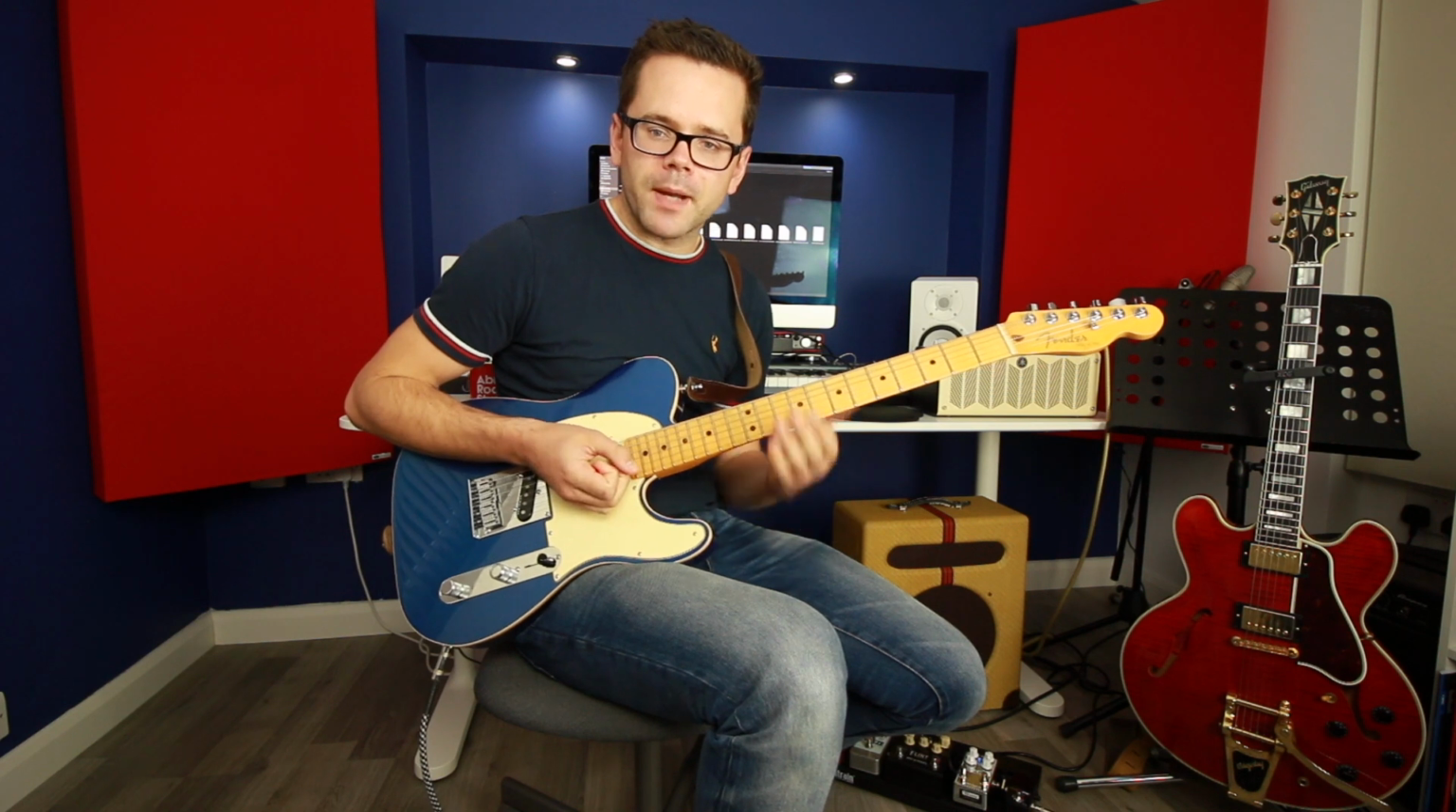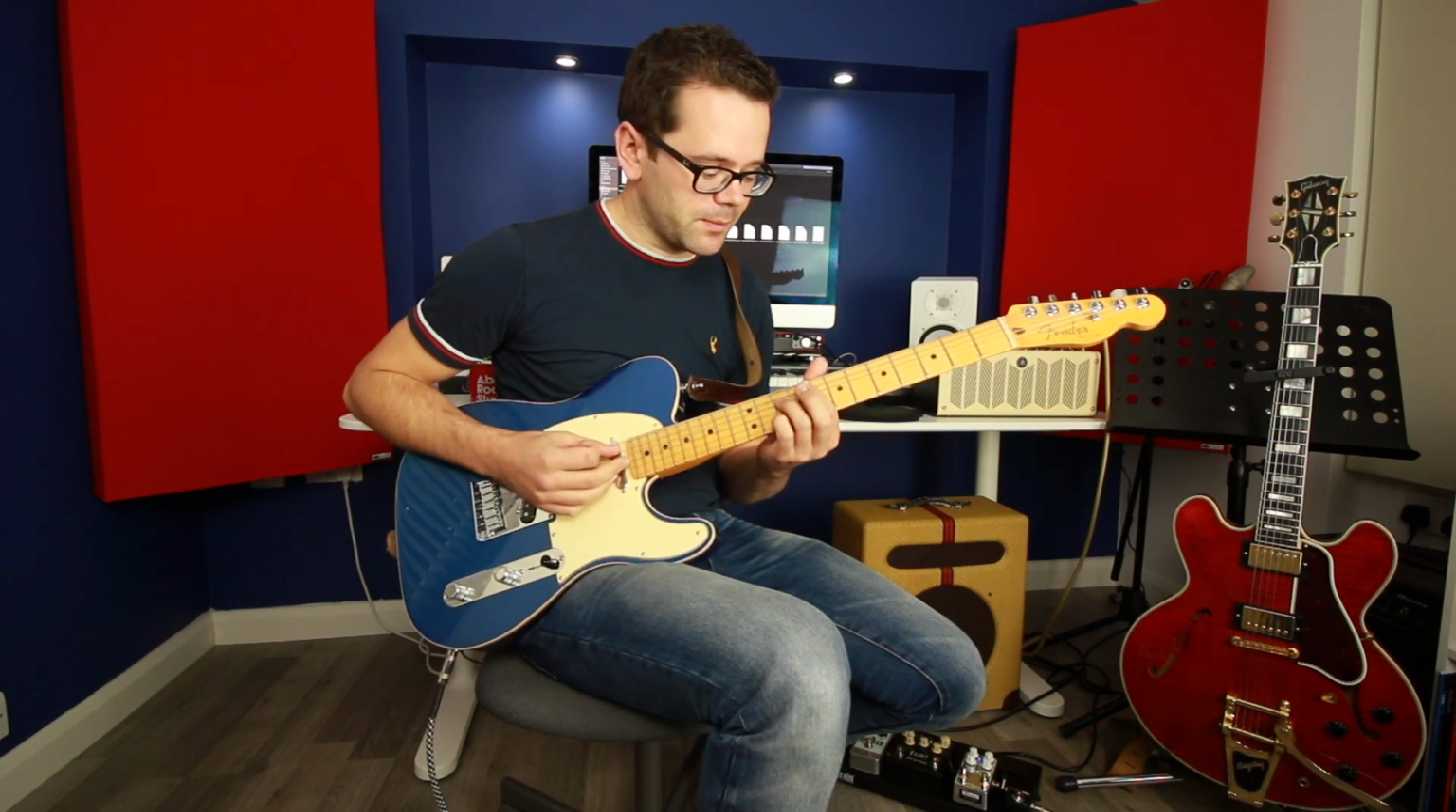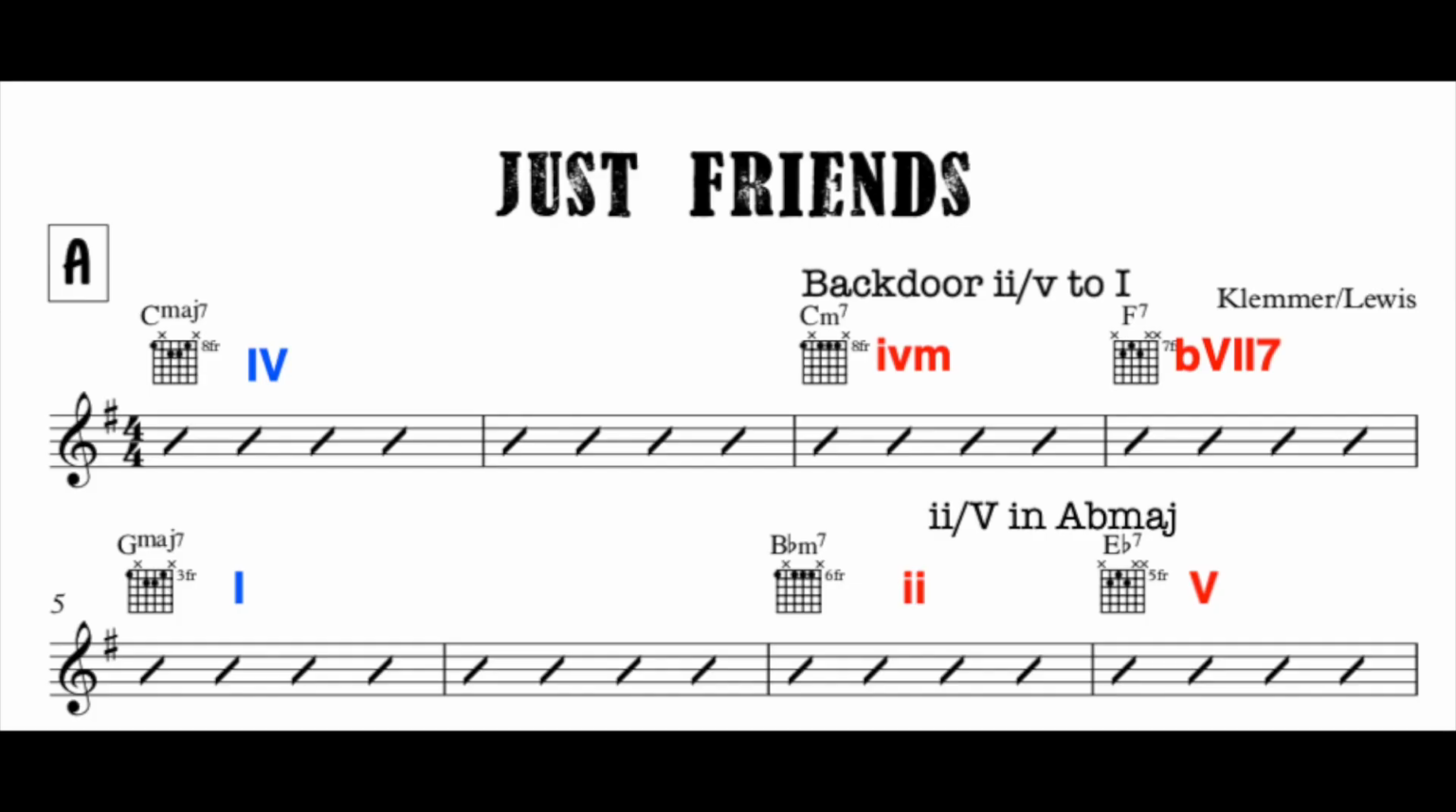And if you've not heard of the backdoor dominant, check out my video. I'll put a link in the description on that very topic. It's worth knowing about because it happens a lot. So what we've got here is chord 4, then a 2-5 in the key of B flat, but that's a backdoor dominant to G major 7.